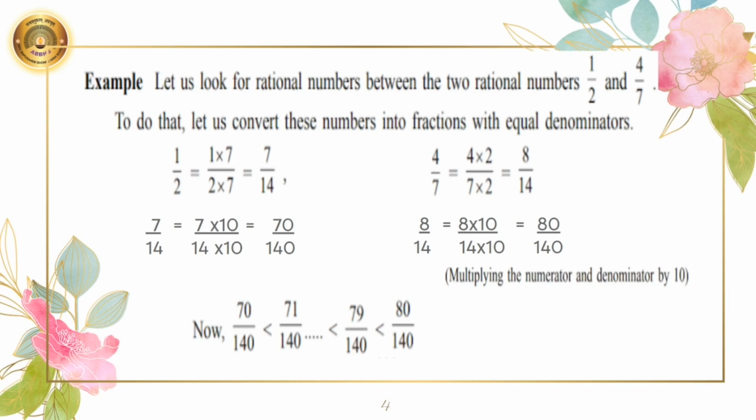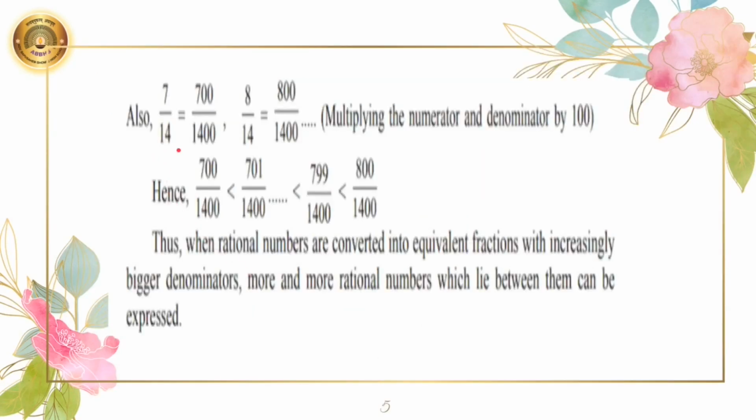So, you get many numbers between 70/140 and 80/140. Now if you multiply 7/14 by 100, you will get 700/1400. And if you multiply 8/14 by 100, you will get 800/1400. So you see that between 700 and 800, you can think of many numbers, and each of them will be between 7/14 and 8/14. Thus, when rational numbers are converted into equivalent fractions with increasingly bigger denominators, more and more rational numbers which lie between them can be expressed.